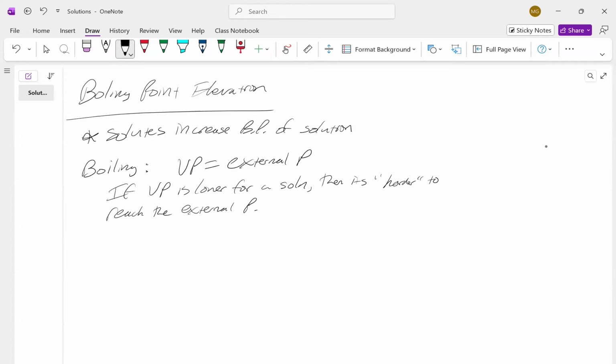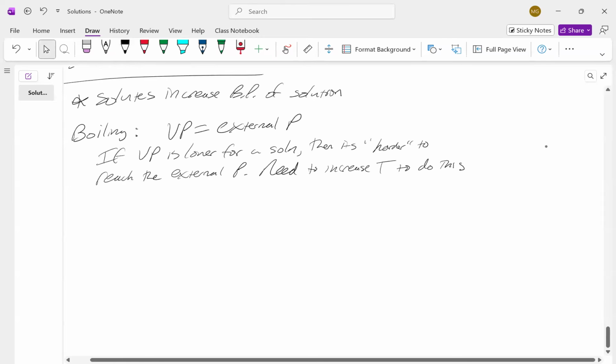So again, we just talked about solutes lowering vapor pressure. So if the vapor pressure is lower, the same amount of heat is not going to get that vapor pressure up to the external pressure. So in order to do this, you need to add more energy to get to the external pressure.